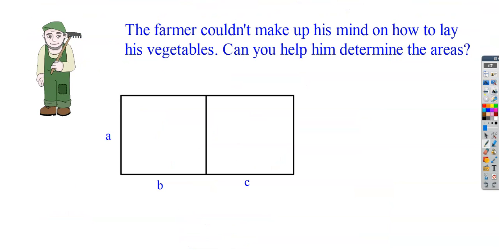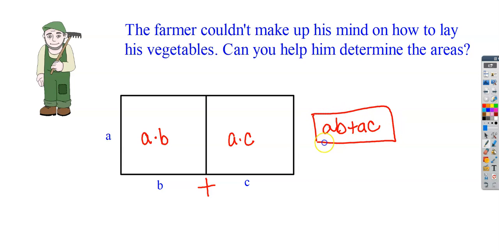Okay, so now we've got one that's really weird, right? It's all letters and no numbers, but the same thing happens if you're adding. The length is b plus c, and the width is a. So the area of this square is just a times b. The area of this square is a times c. So each area gets added together to find the total area of the rectangles that he has.